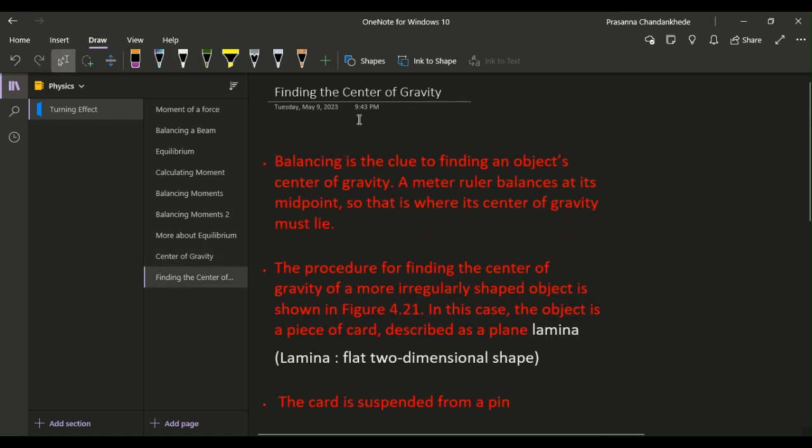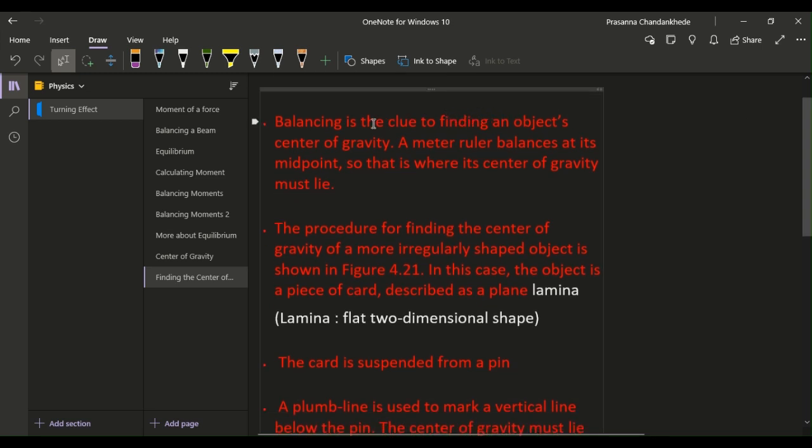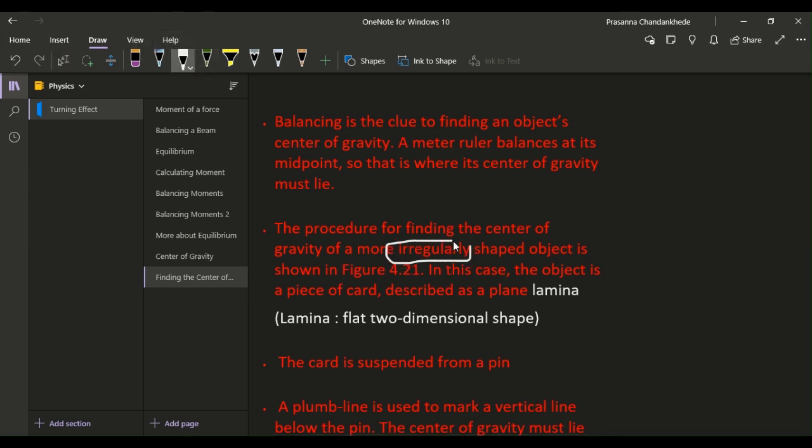Finding the center of gravity. Balancing is the clue to finding an object's center of gravity. A meter rule balances at its midpoint, so this is where its center of gravity must lie. The procedure for finding the center of gravity of a more irregular shaped object is shown in figure 2.1. So the keyword here is irregular, not regular. In this case, the object is a piece of card described as a plain lamina. For all of you who don't know what a lamina is, it's basically a flat two-dimensional shape.